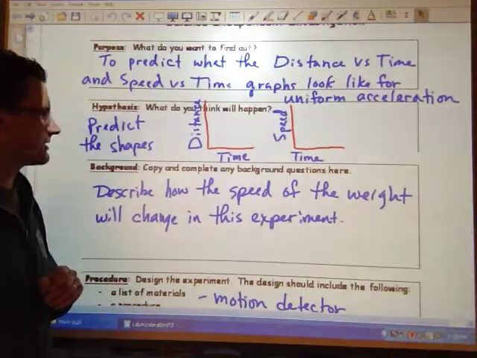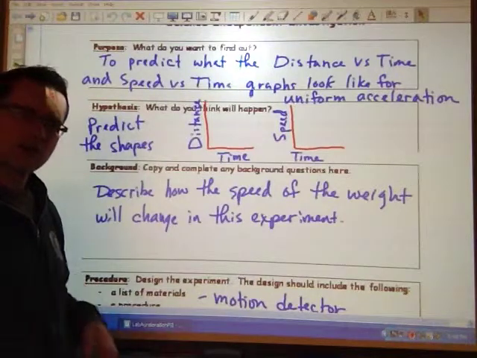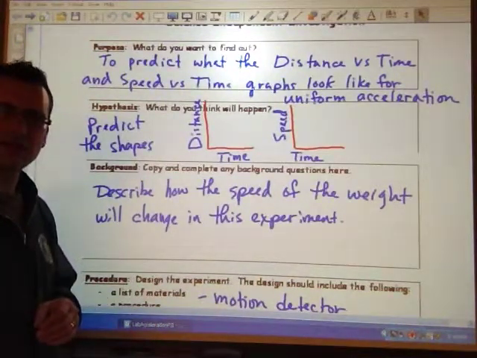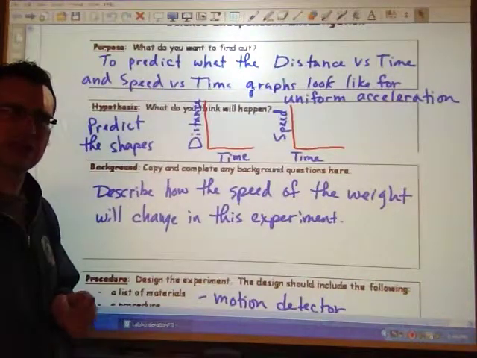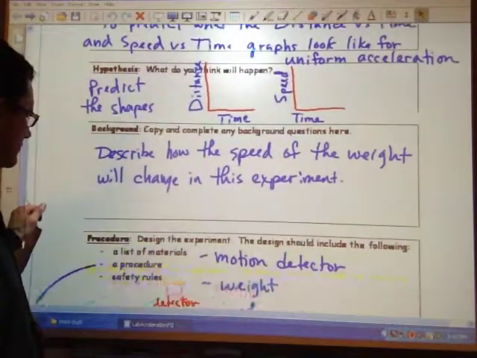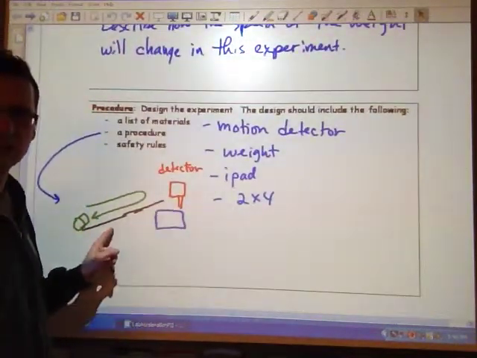Background: describe how the speed of the weight will change in this experiment. By starting at the bottom, just describe what you think will happen there. What will happen to the speed, or how do you describe what's happening to that weight when you do this procedure, pushing at the bottom, having it go up a bit, then come back down?